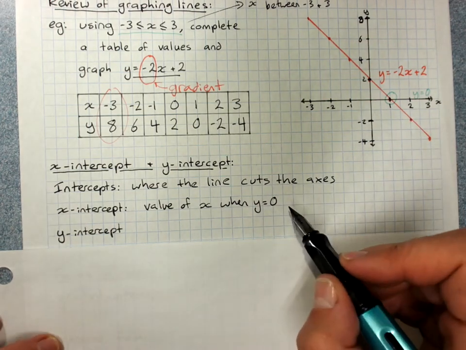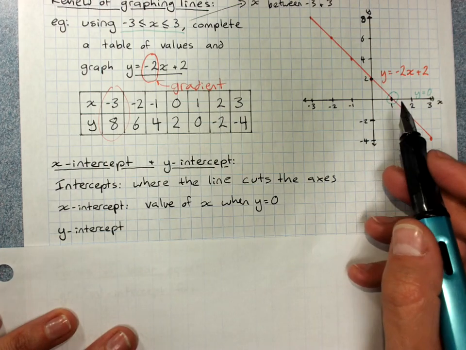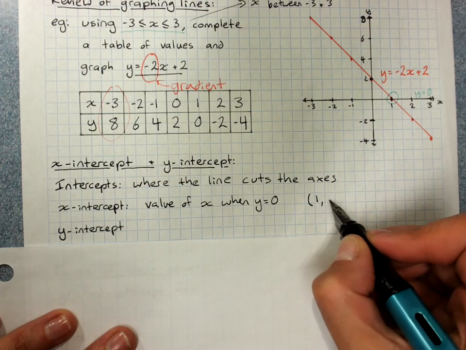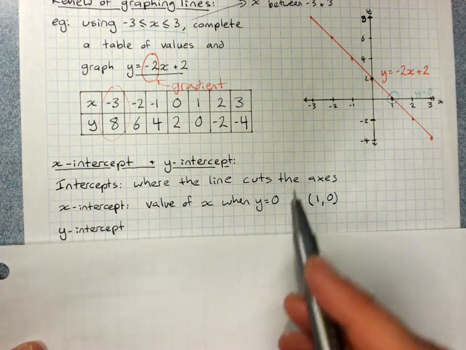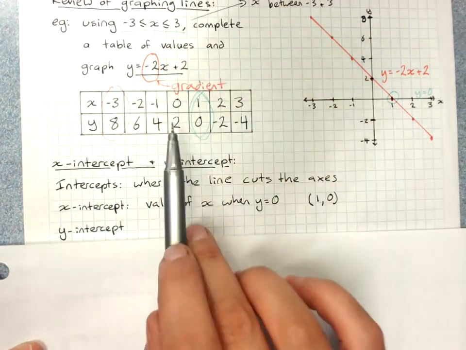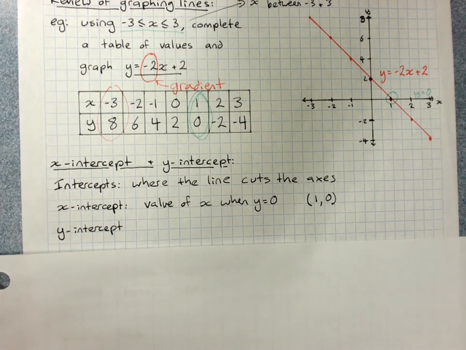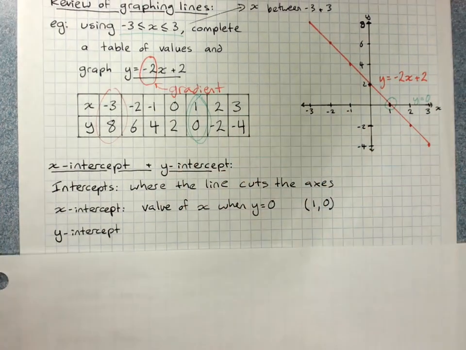Give your intercepts as coordinates, please, not just as x equals 1. Your intercept is the point 1, 0 for this. You can also get it from the table of values, the value of x when y equals 0. Here is our x-intercept. We'll learn how to substitute the value in. For the moment, we're just reading it from our table of values or the graph.